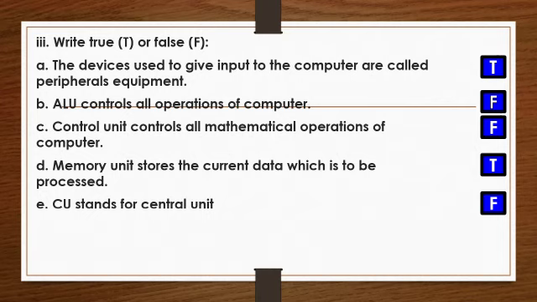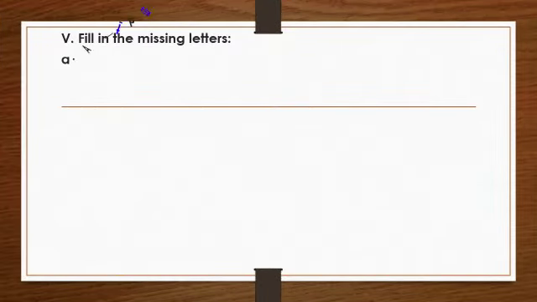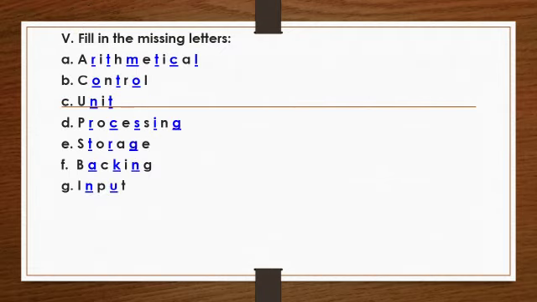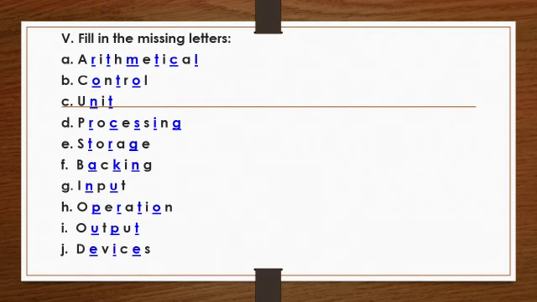Question number 4 will be omitted. Let's take the fill in the missing letters. Question number 5. Now A. Arithmetical, B. Control, C. Unit, D. Processing, E. Storage, F. Backing, G. Input, H. Operation, I. Output, J. Devices. Now chapter number 2 explanation and exercises has finished.